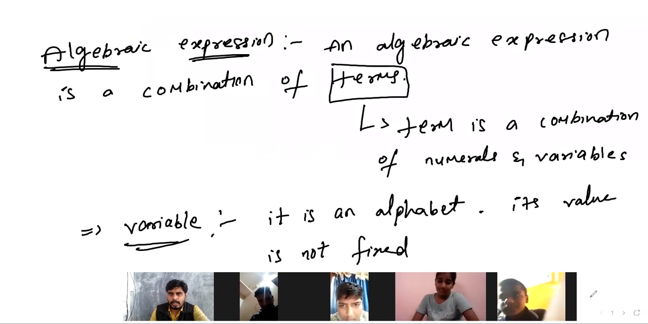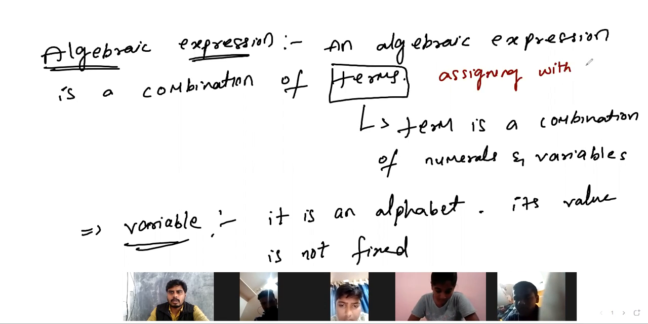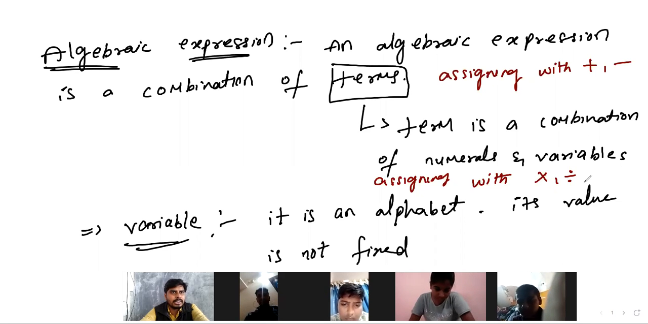And one more thing, write in the definition. An algebraic expression is a combination of terms joined with plus and minus. And a term is a combination of numerals and variables joined with multiplication and division. Algebraic expressions are joined with plus and minus, whereas the terms are joined with division and multiplication.